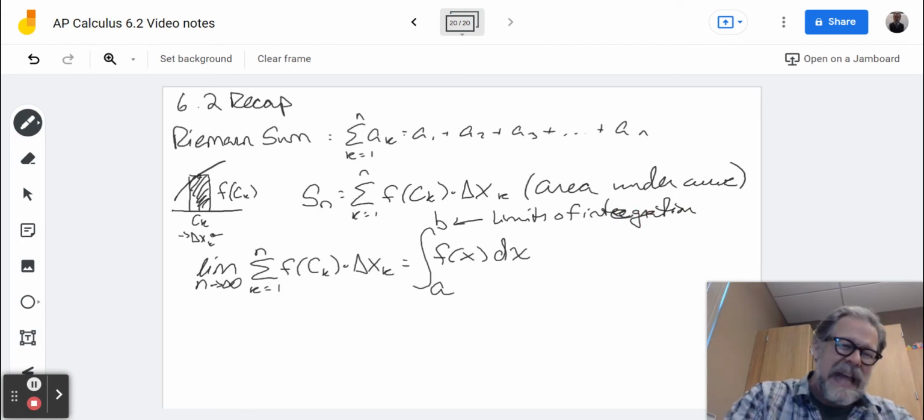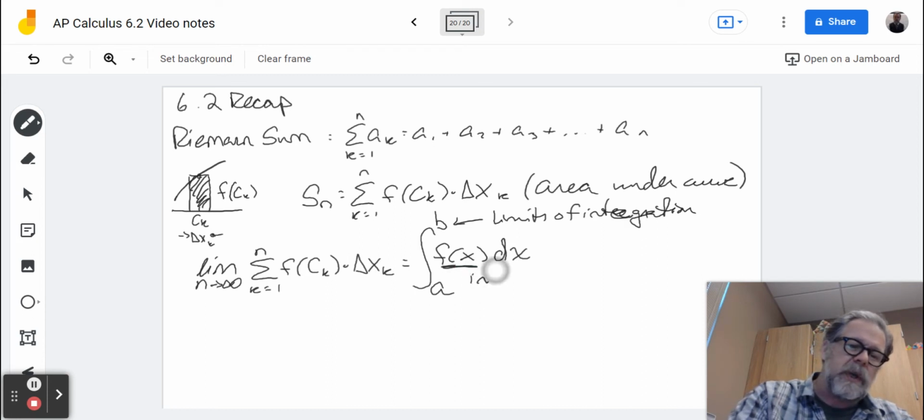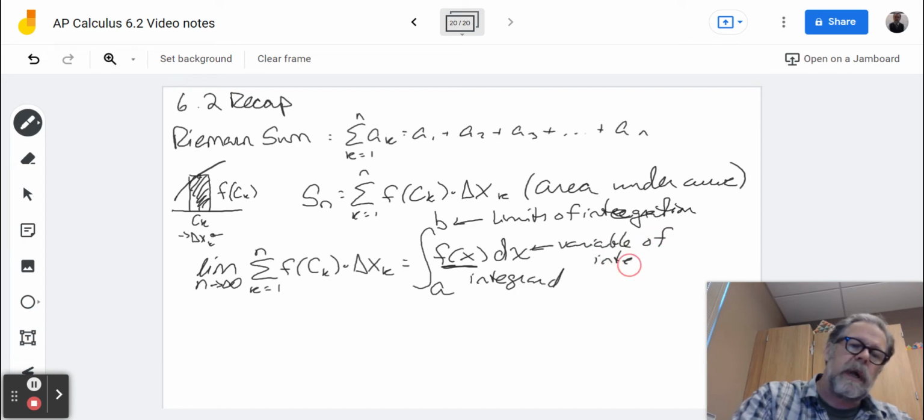We know this is called the integrand, and this is the variable of integration. And I will spell it correctly this time by being careful. There we go. Integration.